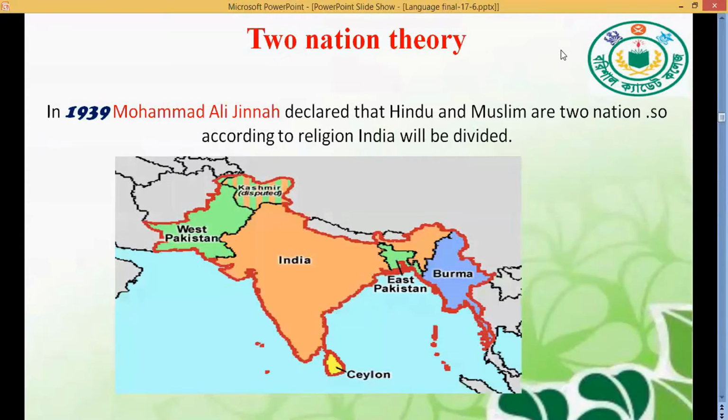Yes, you can see the eastern portion of India, that is, this is Bangladesh, and the western, northwestern portion of India, and that is Pakistan. These two portions will constitute Pakistan.